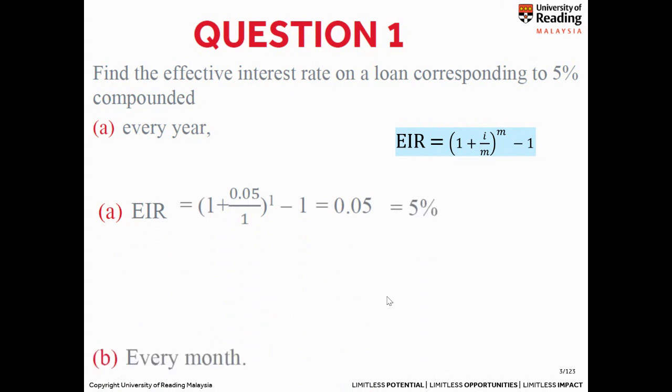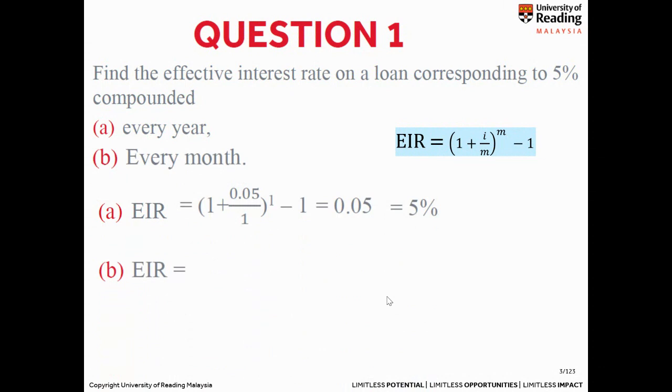So that is 5%. If the interest is compounded every month, the effective interest rate shall be (1 + 0.05/12)^12 − 1. Use your calculator, you shall get 0.05116. That is the same as 5.116%. So if you need to borrow from a bank, you must not use the bank that compounds the interest monthly.